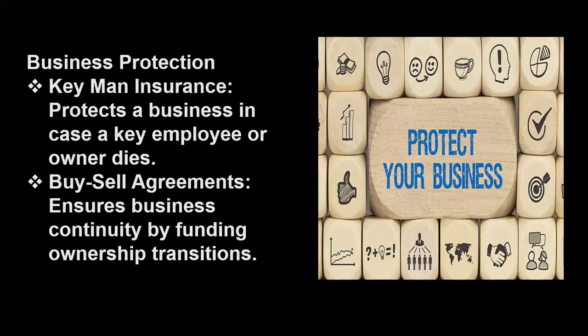Also, business protection. This is another extremely important aspect of life insurance: key man insurance. It protects a business in case a key employee or owner dies, so the business lives on if it's set up correctly. A buy-sell agreement ensures businesses continue by funding ownership transition.